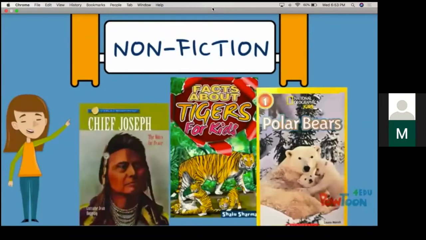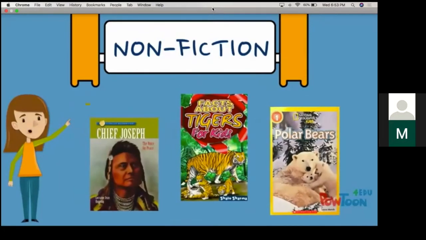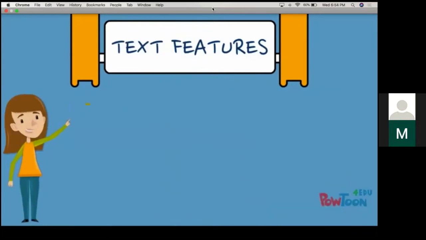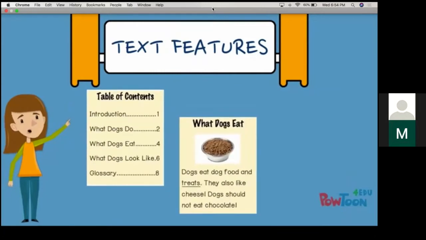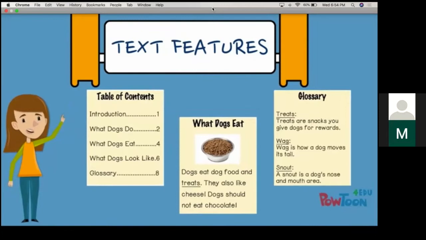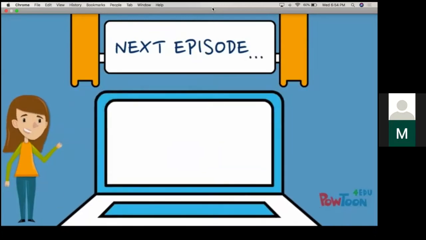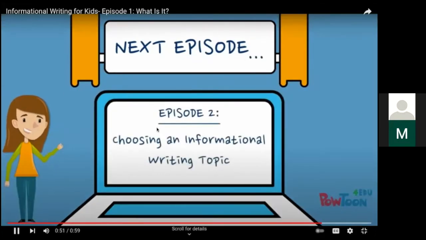These books are nonfiction. They are informational because they teach facts about a topic. Informational texts often have special text features like a table of contents, headings, and a glossary. Check out Episode 2 to learn how you can choose a topic for your own informational book.